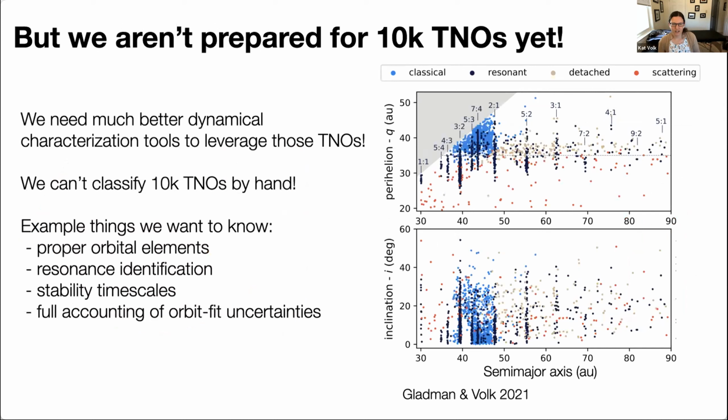But from a dynamics perspective, we're not actually prepared for that. Dynamical classification of TNOs has been done almost entirely by hand and eye up to this point. That's not going to fly with 10,000 objects. We want to know things like proper orbital elements, resonances, stability timescales, and a better accounting of the orbit fit uncertainties, so that we could populate a plot like this with the LSST detections, which isn't going to happen without some new tools. Because I can tell you, I've been responsible for most of the dynamical classification, and I'm sick of looking at thousands and thousands of orbital evolution plots to figure out how to color code these objects in a nice, pretty summary plot.